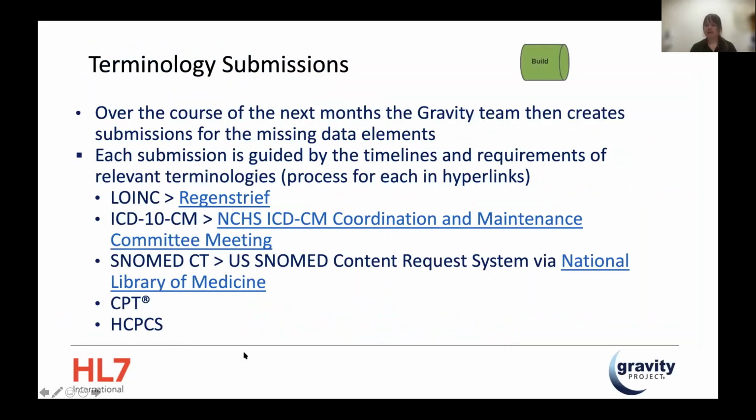And then over the course of time, as I mentioned, once we've identified that data set we need to say, the Gravity team works with US and international terminology standards organizations to build all those concepts into code. So all screening questions and answers that we've identified as critical get built into LOINC by working with registry. All diagnoses that we identify as critical, we go 2 different directions, both with ICD-10 CM through the CDC, and through SNOMED CT via the National Library of Medicine.